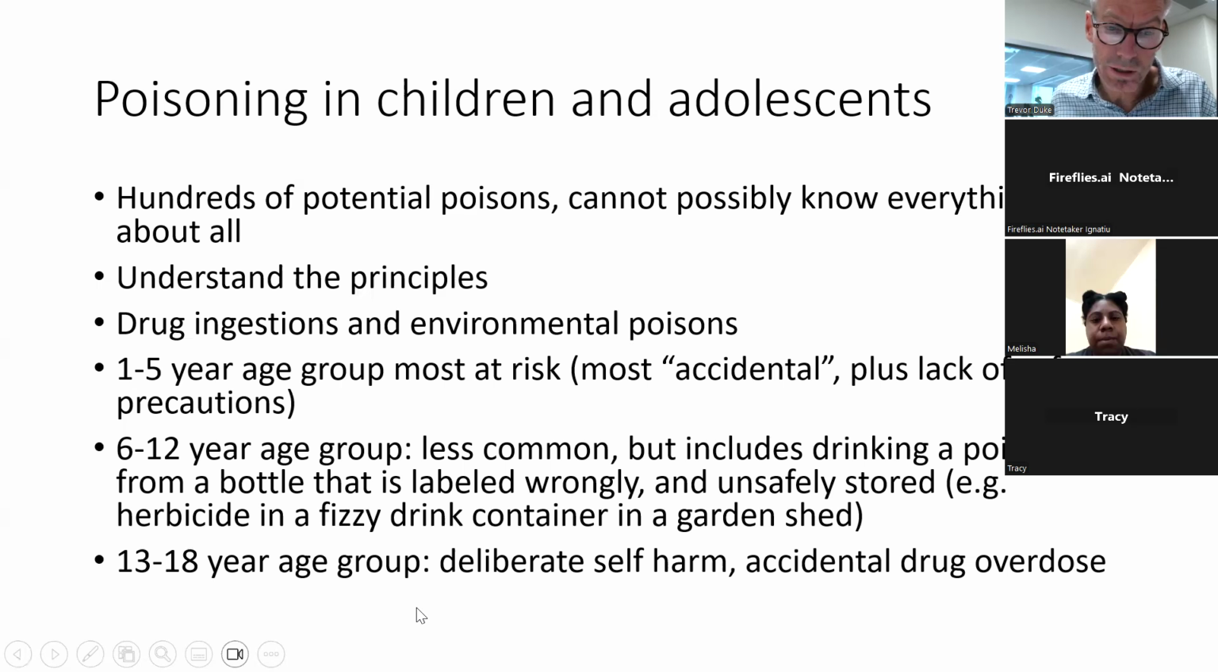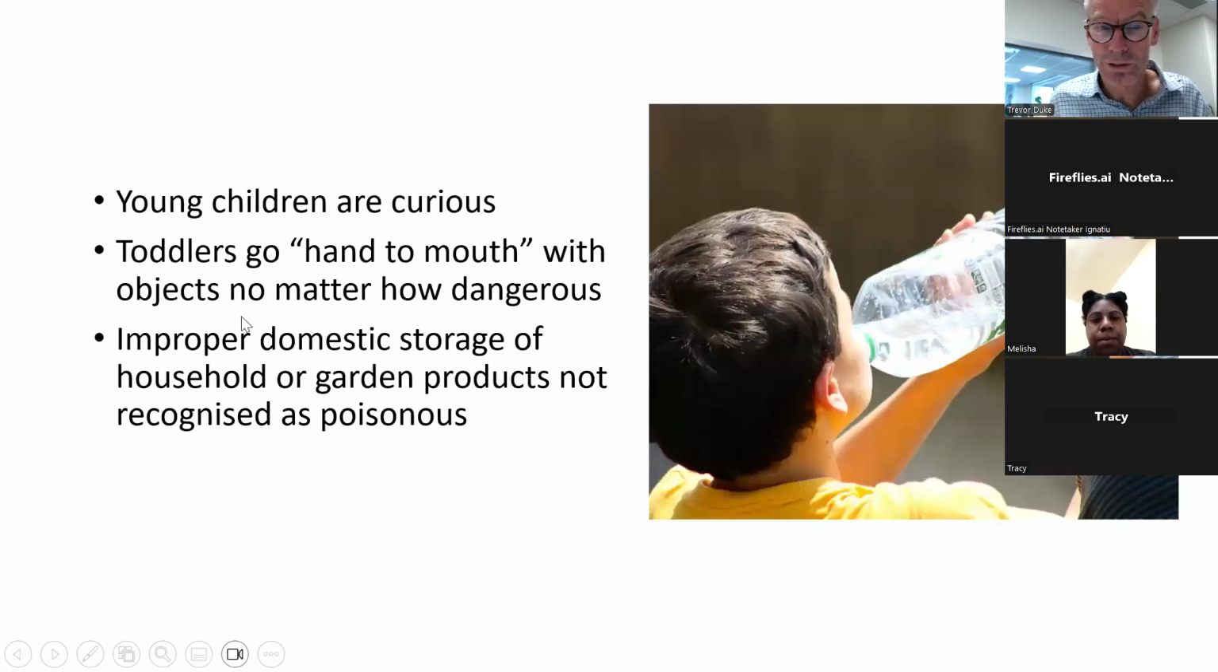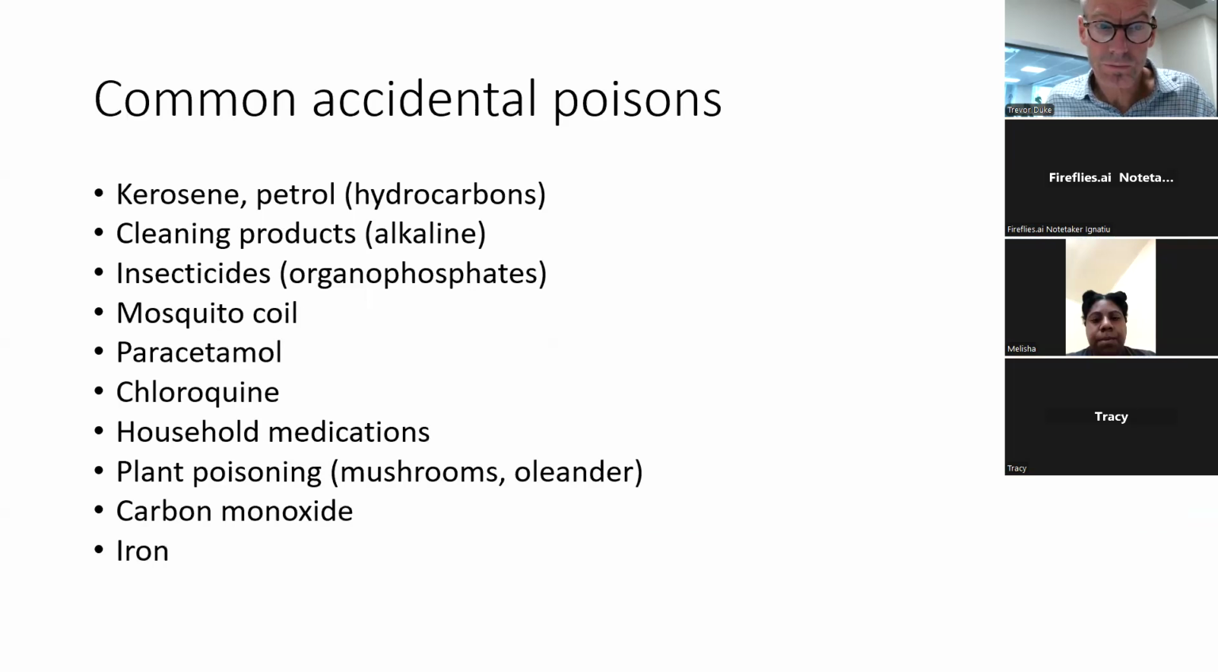So we need to be aware of the different types of poisonings that occur at different age groups. Young children are very curious, and toddlers always go hand to mouth. If they pick up an object, then it goes into their mouth, no matter how dangerous it is. So these are some of the reasons why young children and toddlers get poisoned. And as I said, the improper domestic storage of household or garden products that are not recognized as being poisonous by parents or by other caregivers is a potent source of poisoning. And I want to go through some of these.